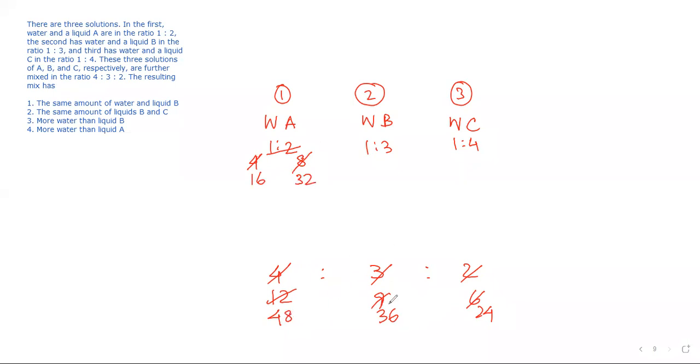Now since this is 36, we multiply this with, like this was 4 and this was 9, we multiplied 4. So now to match this, we multiply with 9. So this becomes 9 and 27. See, 9 and 27 is 1:3. 9 plus 27 is 36. So that's matching. You have done these two. Now you need to do the last one.